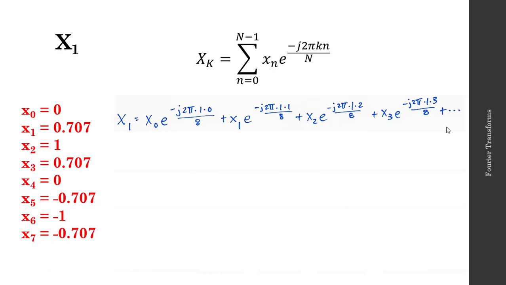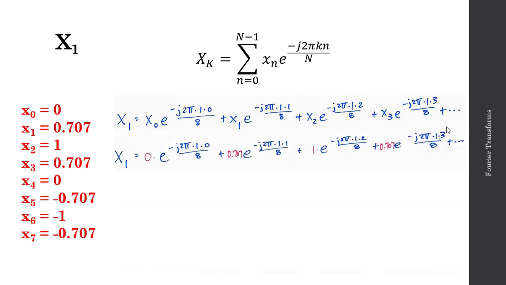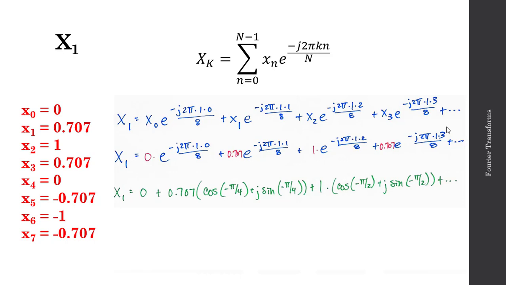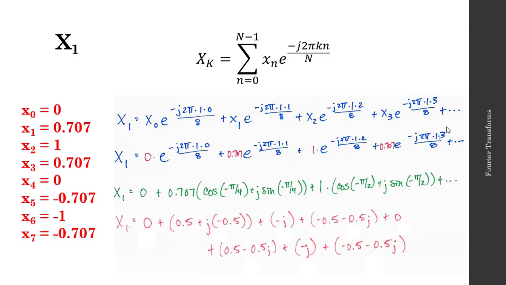And what I can do is go ahead and substitute for all of these x0, x1, x2 type of terms. I can substitute in the numerical values of my sample data. With this setup, I can now perform the Euler expansion. So I can now write out X1 as 0 plus 0.707, and now we'll perform the Euler expansion. That'll be 0.707 times cosine of minus pi over 4 plus j times sine of minus pi over 4. And so we can solve for some of these numbers, and we can write X1 equals 0 plus 1/2 plus j times minus 1/2 plus a minus j, and so on.